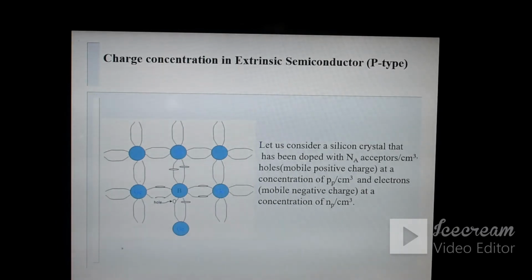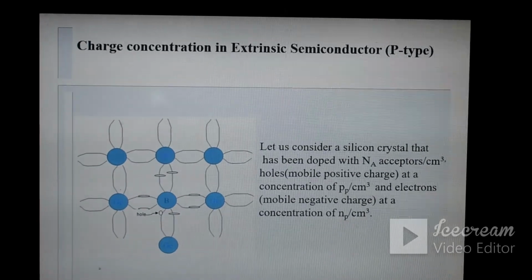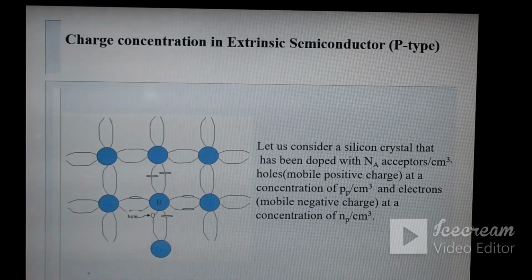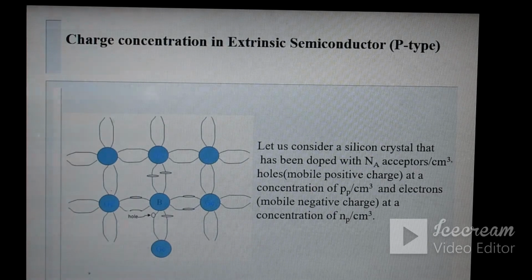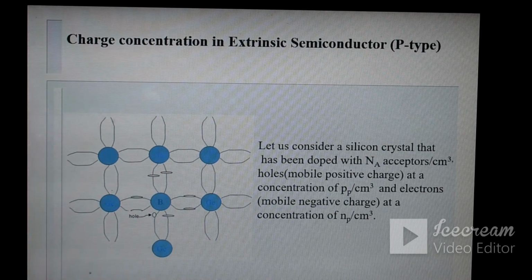Now let us find the charge concentration in an extrinsic semiconductor, which is P-type. P-type material, how can we get? By doping trivalent atoms. Let us consider a silicon crystal that has been doped with Na acceptors per centimeter cube. So the hole concentration is Pp per centimeter cube, and the electron concentration is Np per centimeter cube due to acceptor atoms.